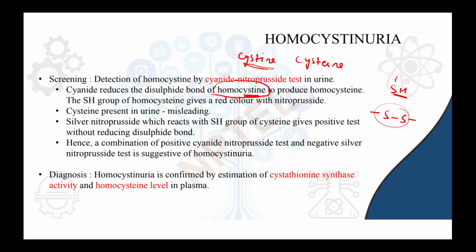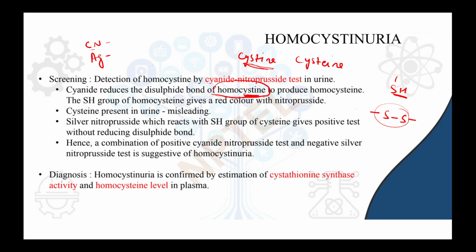There are two different tests: the cyanide nitroprusside test and the silver nitroprusside test. In the cyanide nitroprusside test, we have cyanide along with the nitroprusside. And for silver nitroprusside, we have the silver along with the nitroprusside. Now, cyanide has the ability to break down the disulfide bonds.